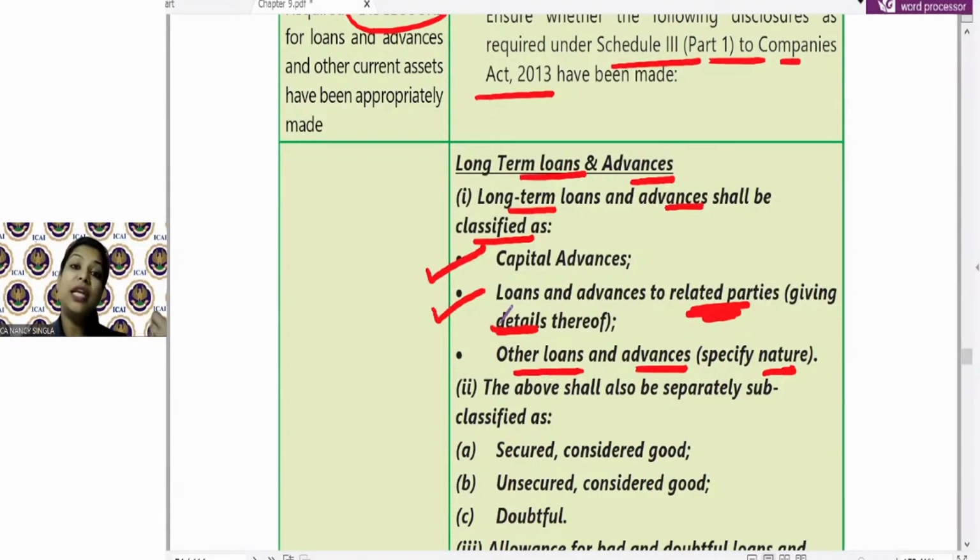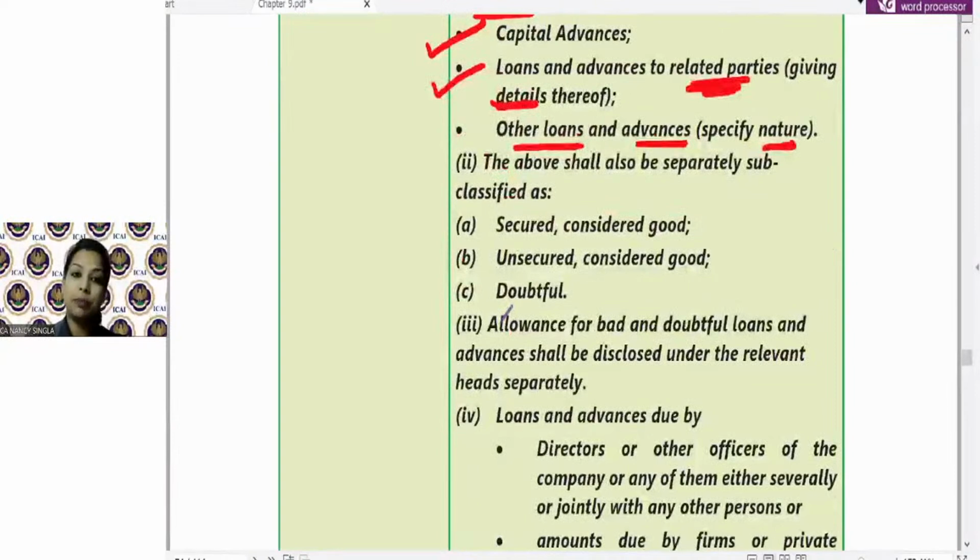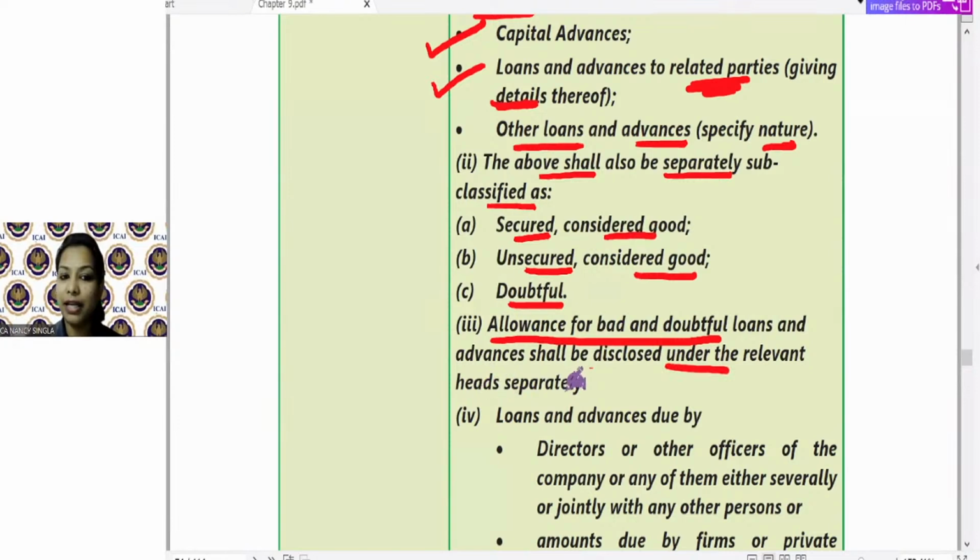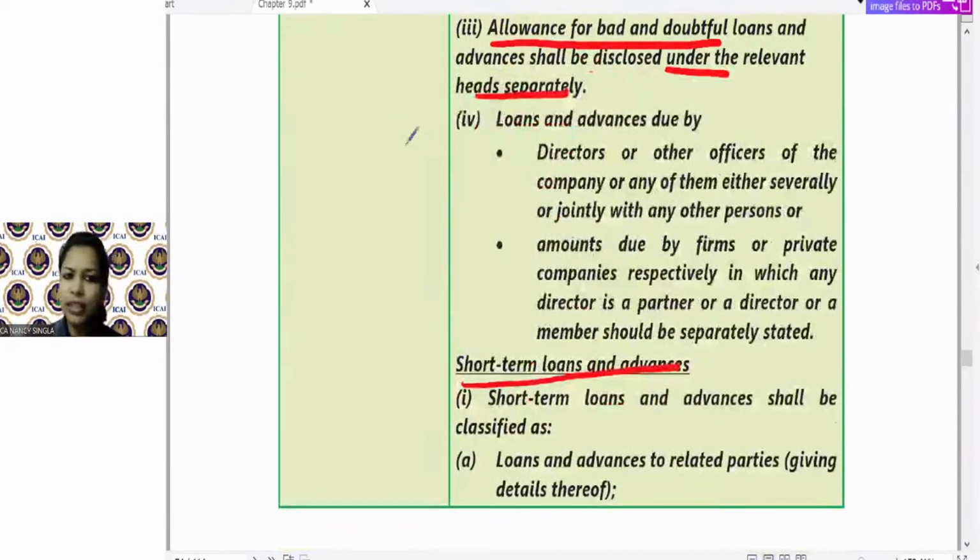Further, the way we did in trade receivables, that you have to state secured or unsecured, secured considered good, unsecured considered good, doubtful, and how much allowance there is with respect to each class, same is here. The above shall be separately classified as secured considered good, unsecured considered good, and doubtful. Allowance provision with respect to all these advances under relevant heads, you have to tell how much provision there is. This is also the same that we have done in trade receivables.